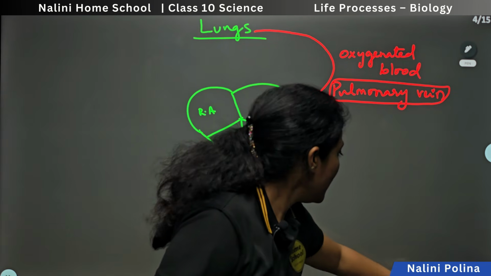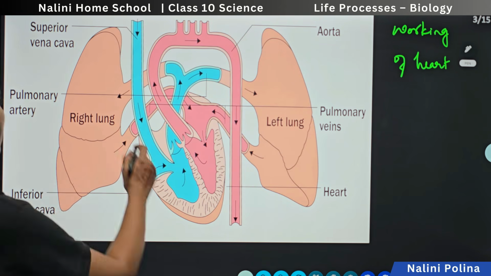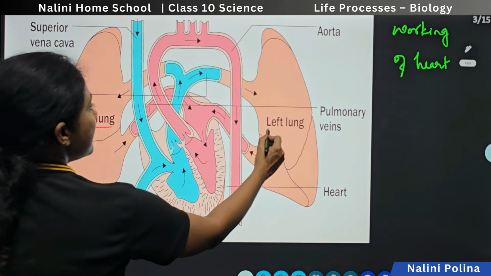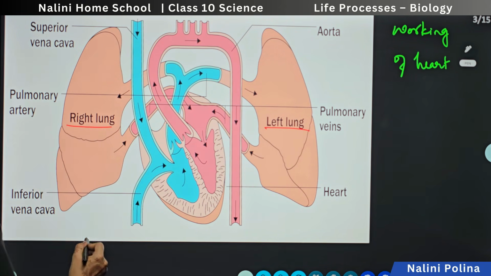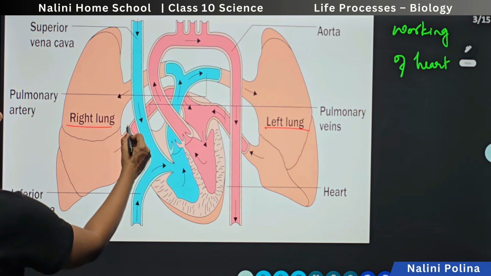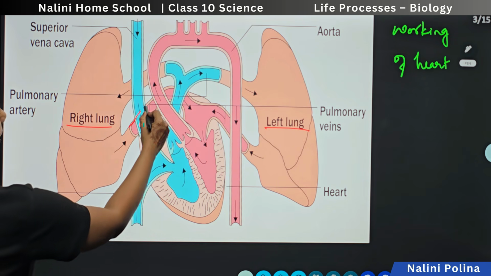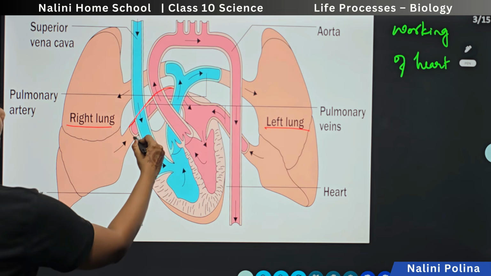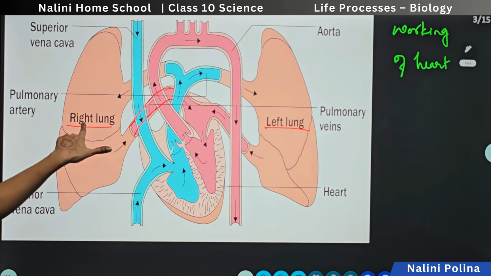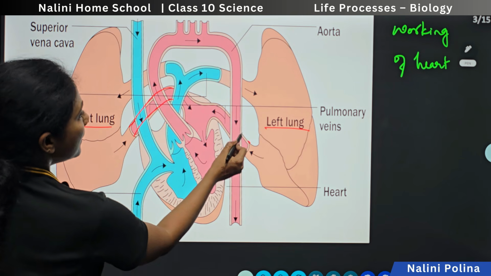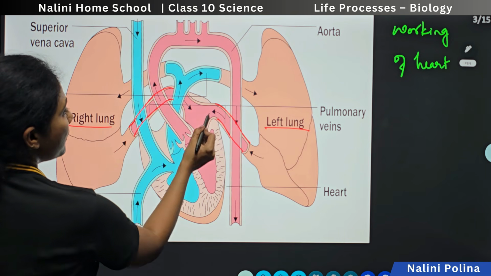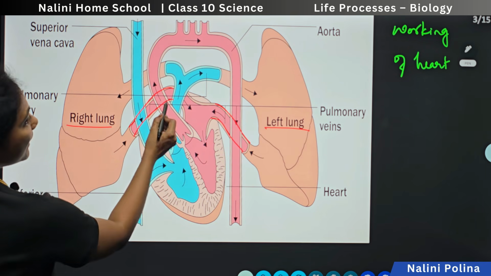So you can see this figure, right? This is the right lung and this is the left lung, guys. And look over here, this pink color pipe. One pink color pipe is emerging from the right lung. The other pink color pipe is emerging from the left lung. And both of them, where are they connected?